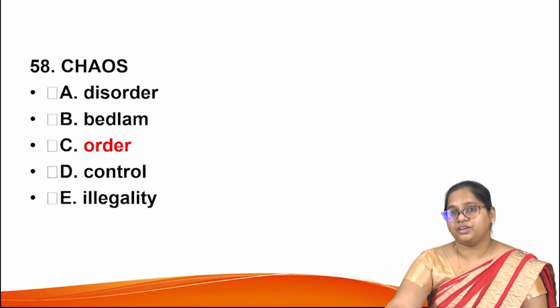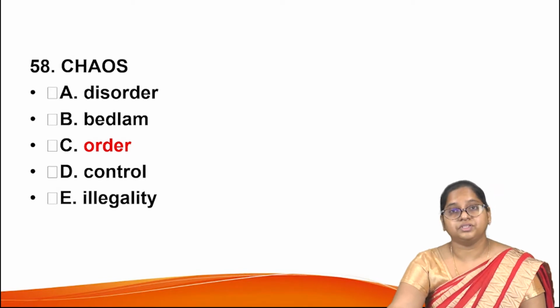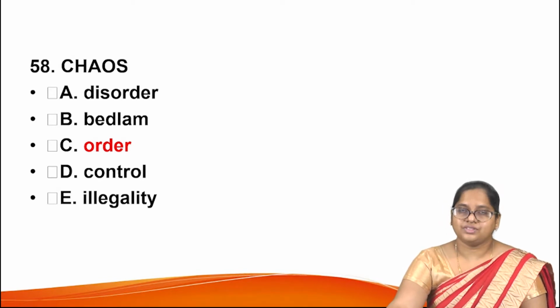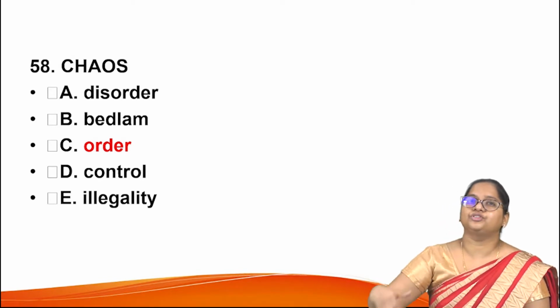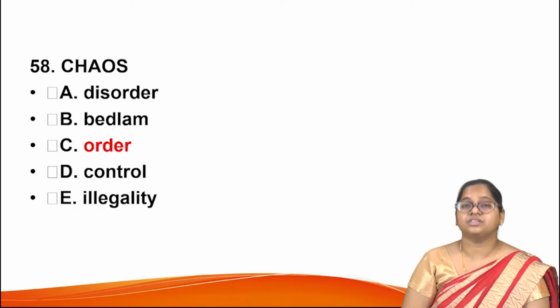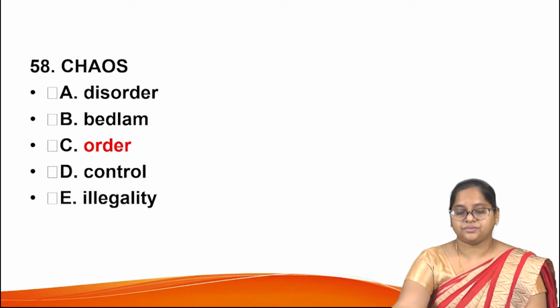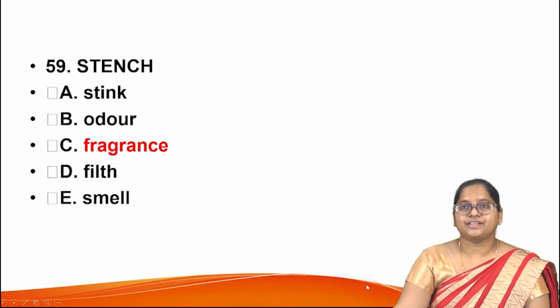Order being in a very systematic way. Control, again, self-explanatory, and illegality is to do with law and justice, something which is not permitted, right? So obviously the answer will be order, because chaotic is completely disorderliness, whereas the opposite will be order. Right answer. So the next question is stench.